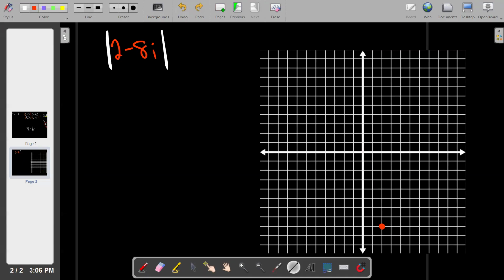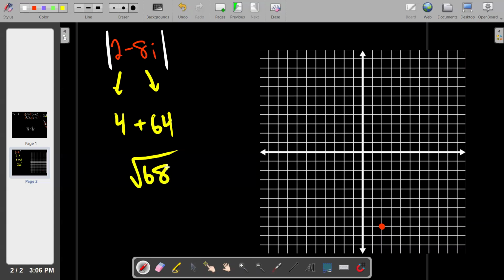To do a modulus, you're going to take each number, ignore the negatives, and square them. What's 2 squared? 4. 8 squared. And you're going to add those together and get 68, and then you're going to put that in a square root sign. If you were to leave it like this, you'd lose a little points, right? 2 root 17.